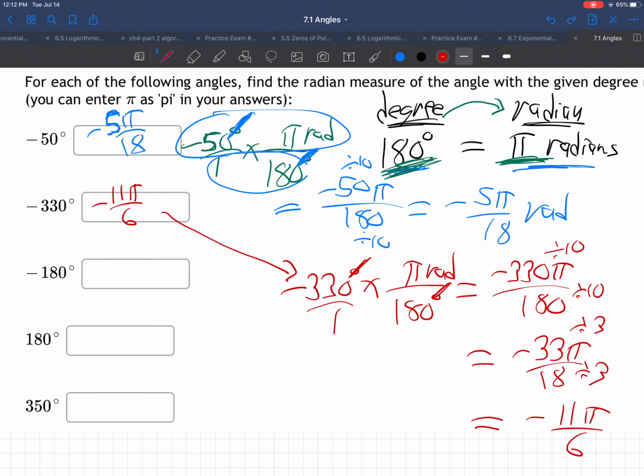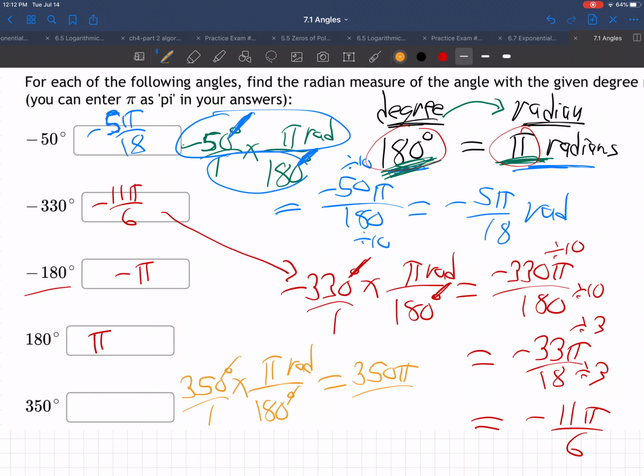Let's try minus 180. This is actually just minus pi. Boom, done, right? Because remember, 180 degrees is pi. And how about this one? This is just regular pi. And then the last one, 350, we'll have to do that one. 350 degrees, multiply. You can put degrees on the bottom, 180 degrees, pi radians on the top. The degrees cancel, it's over 1, and you're left with 350 pi over 180. Divide by 10, top and bottom. You get 35 pi over 18. There we go, 35 pi over 18.